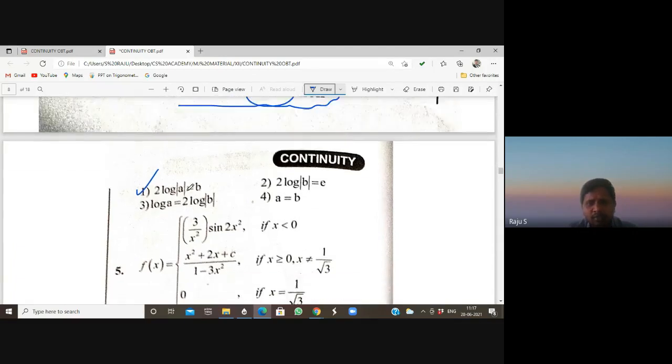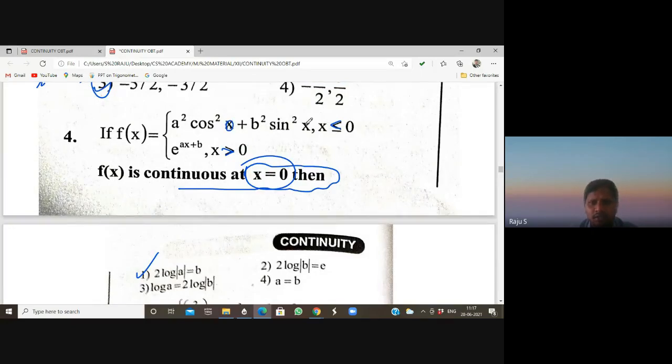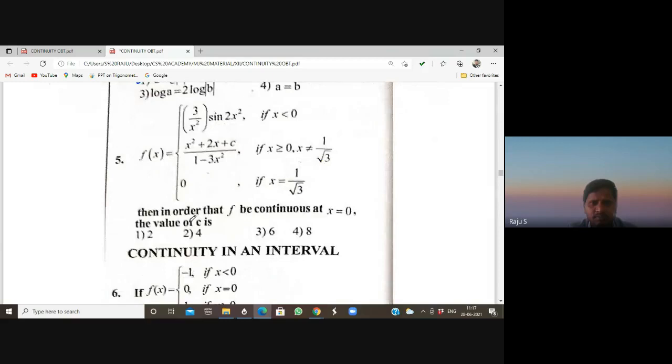Clear, students? I substituted 0 directly here, and I equated both because the function is continuous. So take log on both sides, and we directly get the answer. Next.